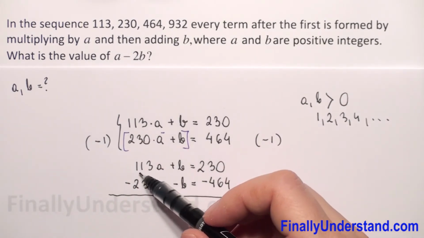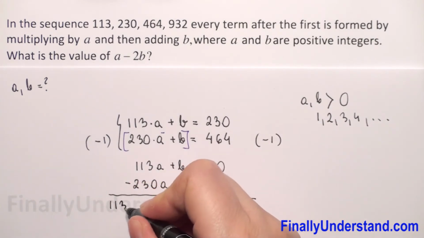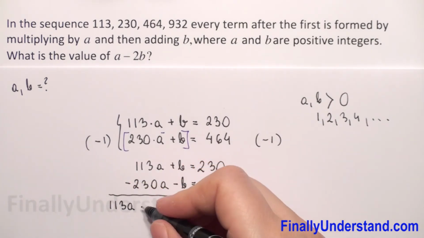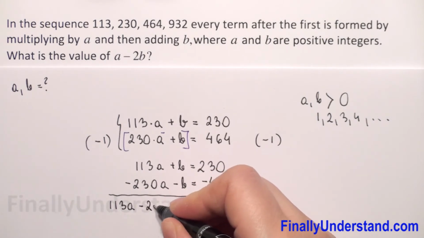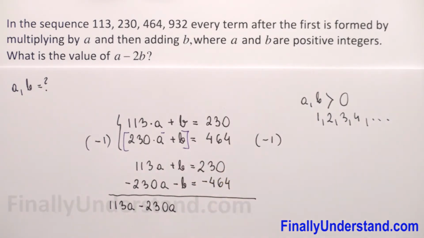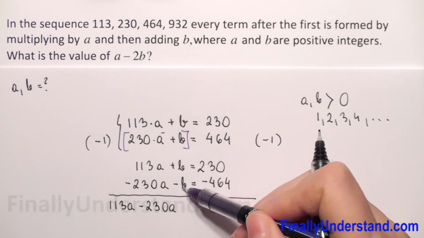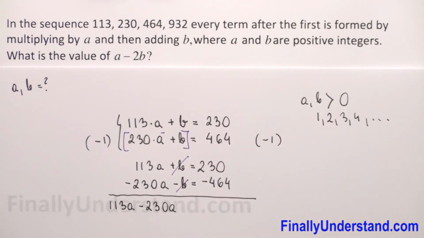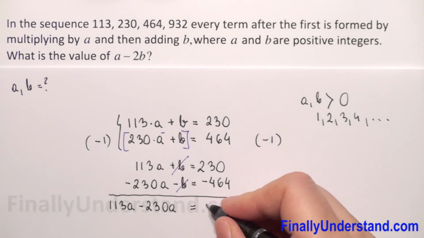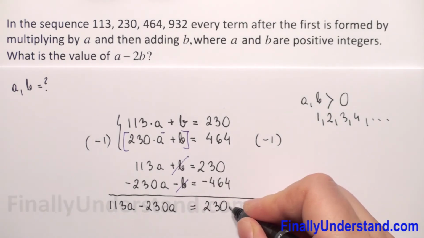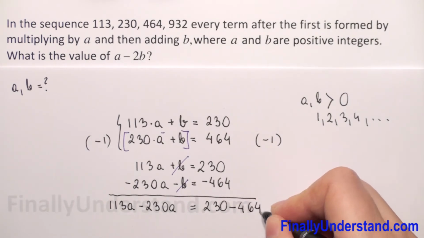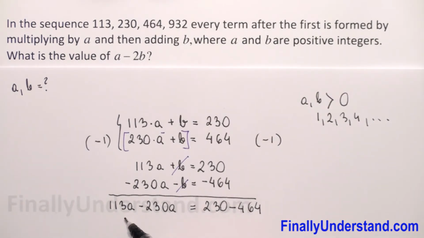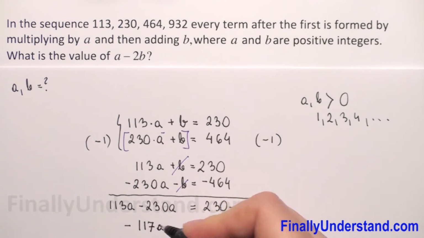Now we will add both sides. So we have 113a plus -230a. We see that b and -b we can cancel. b plus -b will be 0. And we have that this is equal to 230 minus 464. 113a minus 230a is -117a.